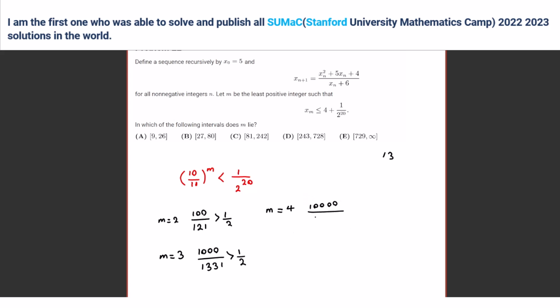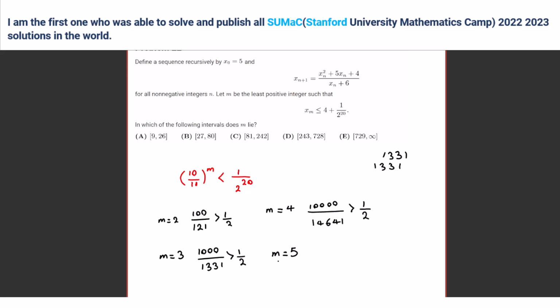So 10,000 is the denominator, I understood it here. If you find something less than 1/2, it will be good, right? Because then we can raise to the power of 20. For m=4, these two are greater than 1/2. For m=4, it's 10,000 over 14641. Yes, we can write this twice. Okay, it is still greater than 1/2, right?